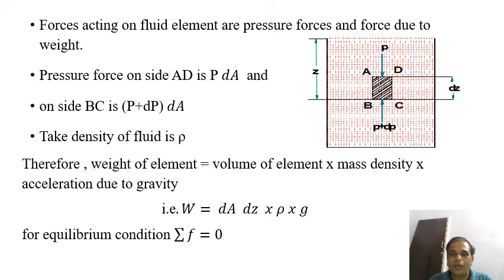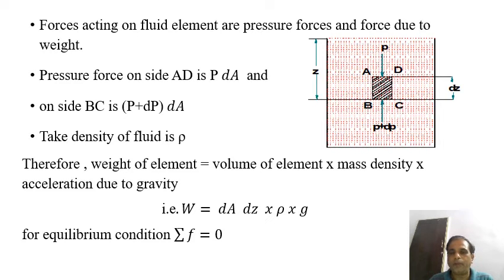Pressure force at surfaces AB and DC are equal and opposite, that is 0. We are not considering that because it is 0. Only we are calculating pressure force at AD and BC. Pressure acting at AD is P, the cross-sectional area at AD is dA, so pressure force is P into dA at AD. Similarly, pressure force at BC is what? Pressure acting at BC is P plus dP, and cross-sectional area is dA, so pressure force is P plus dP into dA.